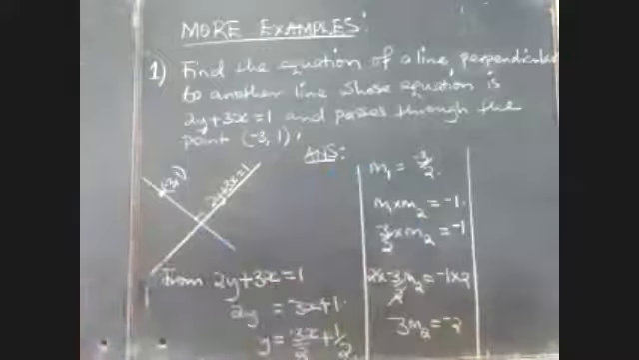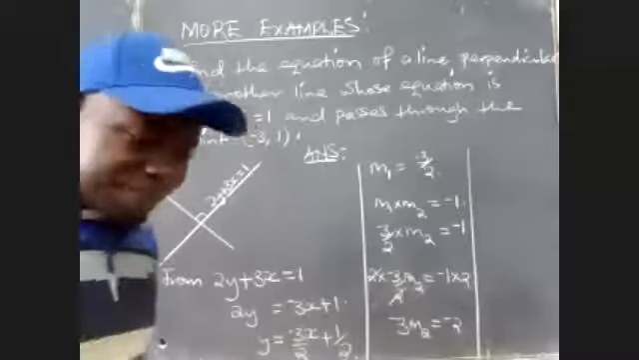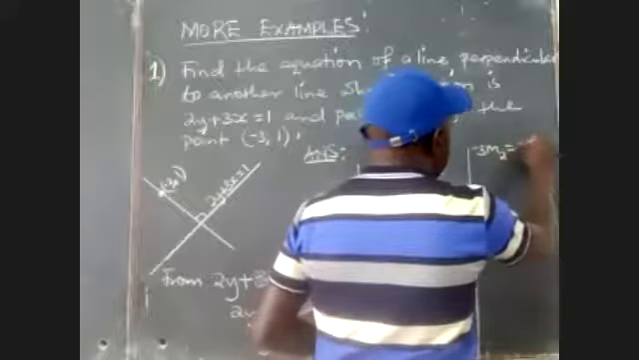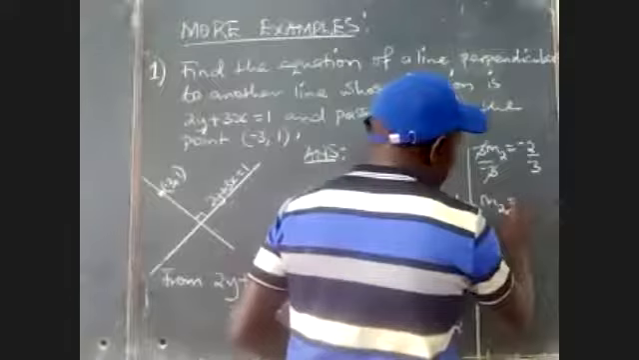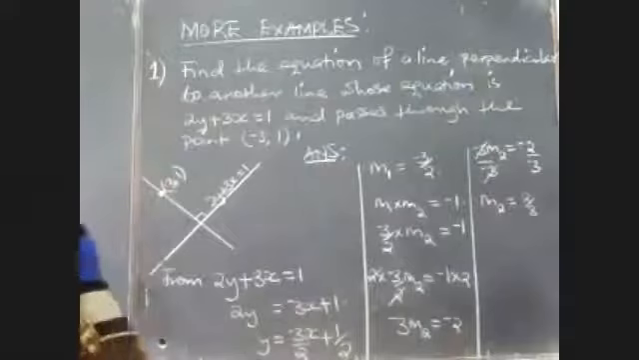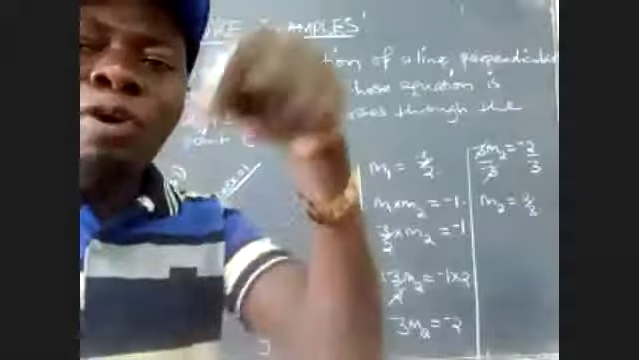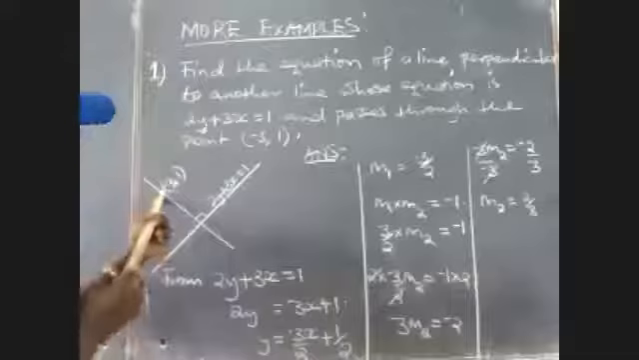What do I do next? You divide both sides by negative 3. So negative 3 m2 divided by negative 3, and 2 divided by negative 3. This one will go with that, and I'll have m2 as equal to negative 2 out of 3. That's very good. Now, that is the gradient of the second line. You remember where we started from? When you have the gradient and a point on that line, you can get the equation of the line. Now that I have the gradient of this second line and a point on the line, everyone can now get the equation of that second line.